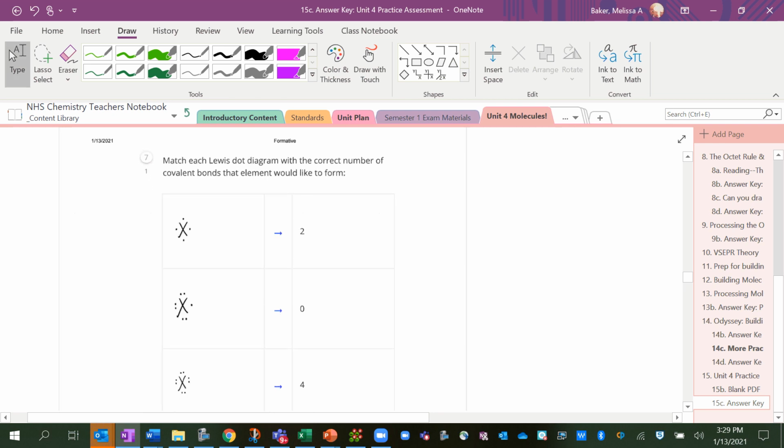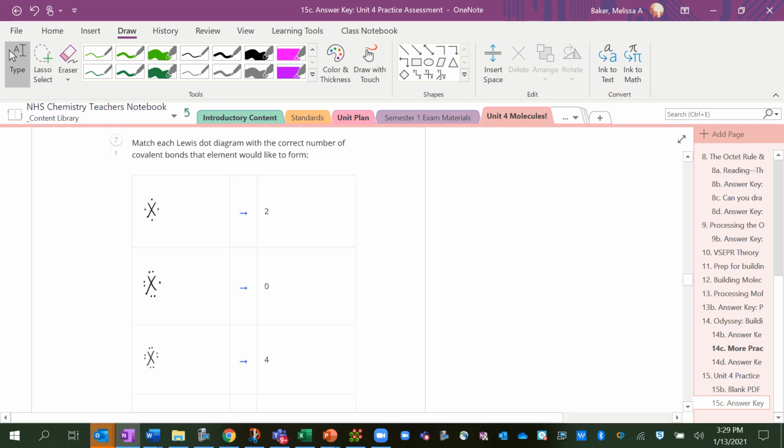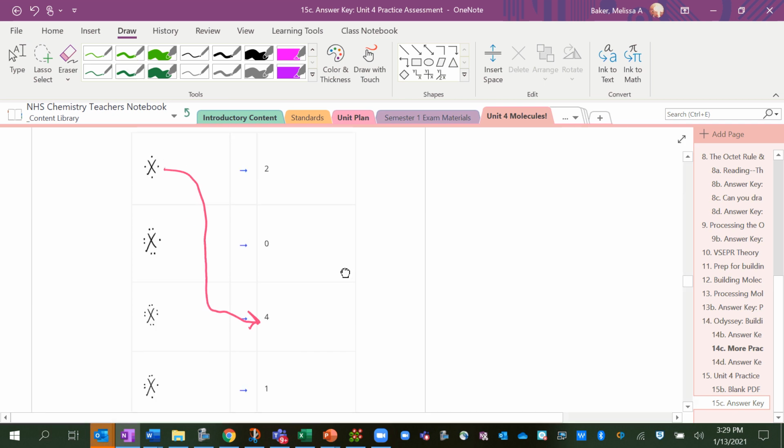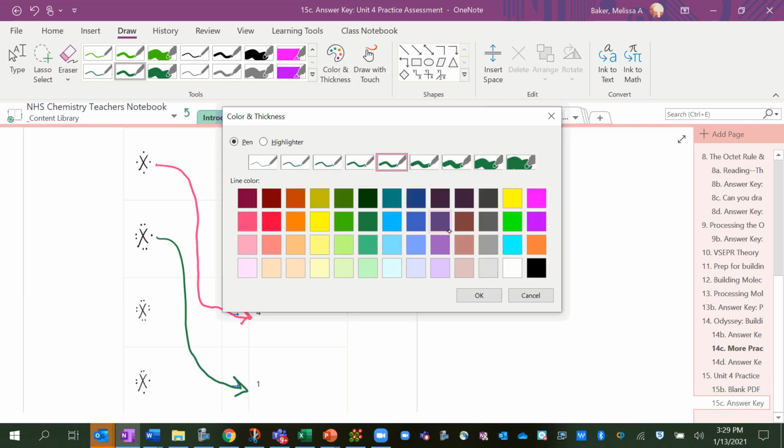Match each Lewis dot diagram with how many covalent bonds it would like to form. So remember, we look for lonely electrons. Those are the ones that want to form a bond. So this first one has 4 lonely electrons, so it will want to form 4 bonds. The second one here only has 1 lonely electron, so it will want to form 1 bond.